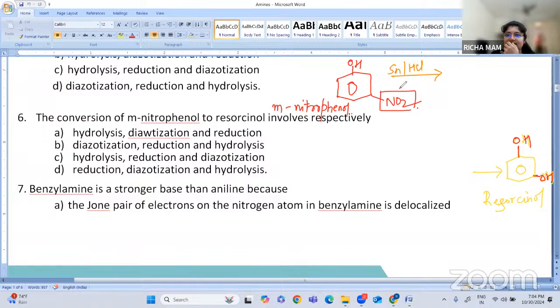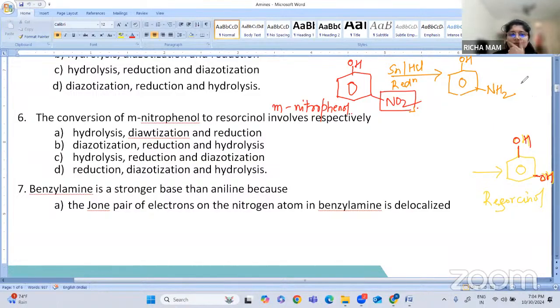Tin plus HCl is a good reducing agent. When you do reduction with tin and HCl, the OH stays and the NO2 group is converted into NH2. What is reduction? Addition of hydrogen, removal of oxygen. So I have done a reduction here.